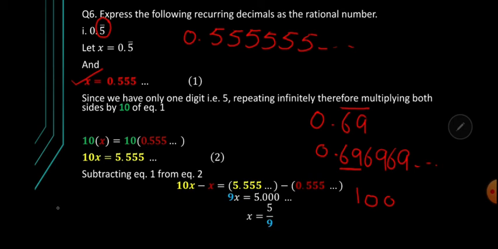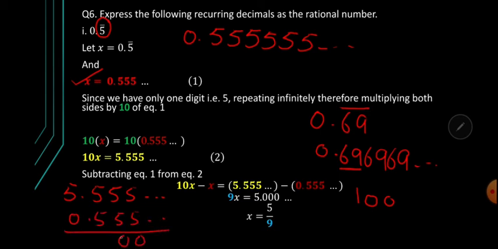How is it so? Let's say 5.555 and so on minus 0.555 and so on. 5 minus 5 is 0, 5 minus 5 is 0, 5 minus 5 is 0, 5 minus 0 is 5, and the decimal point will remain the same over here. So we get the answer 5.000 up to so on.